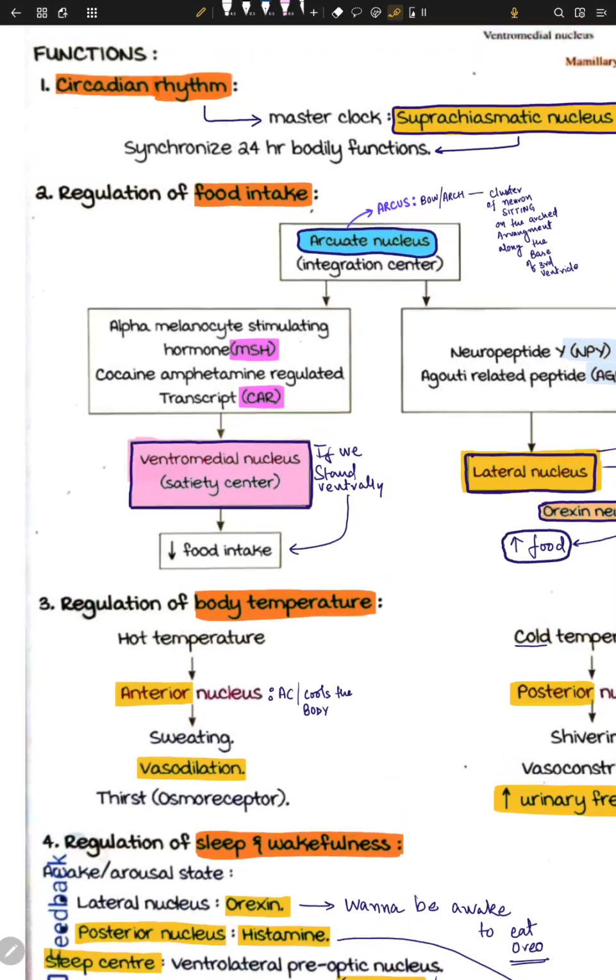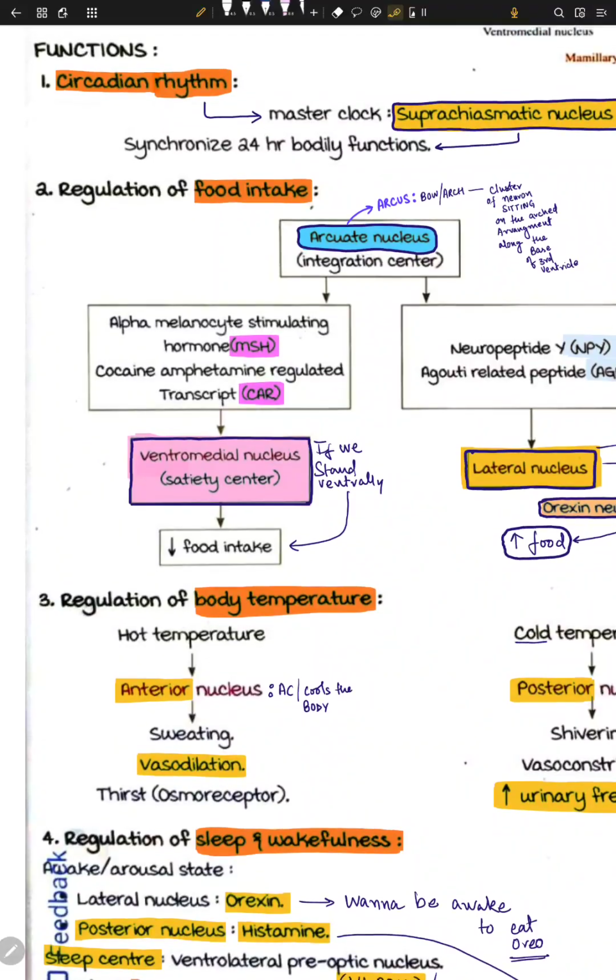What about another one? There's alpha melanocyte stimulating hormone, alpha-MSH, which stimulates the melanocytes. The other thing is cocaine amphetamine regulated transcript, CART. Usually what it does is hit the ventromedial nucleus, VMN, which is a satiety center. It makes you feel full.